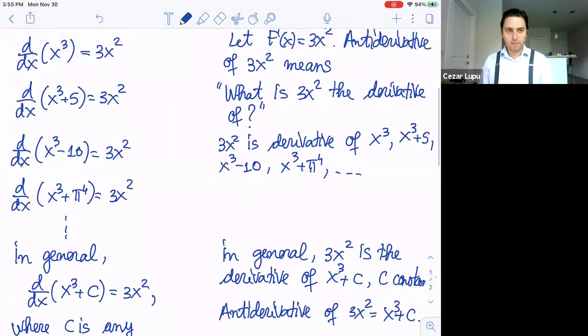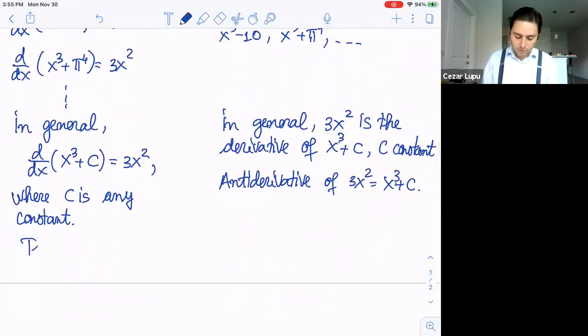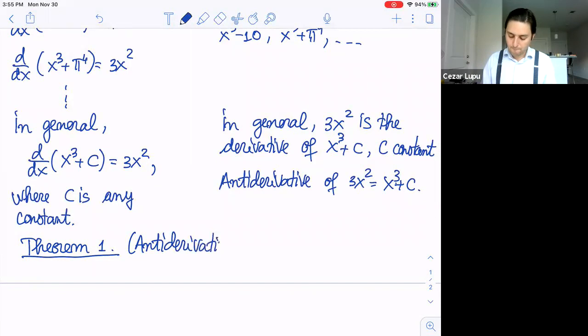All right, and I think you got the idea. We'll do more applications, and you will see exactly what we mean by that. But first, I'd like to draw your attention to the following theorem. Theorem One. This theorem will concern the antiderivatives of a function, which differ by a constant.